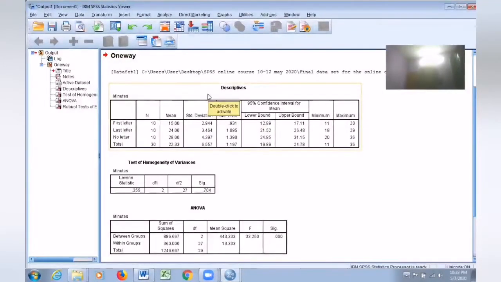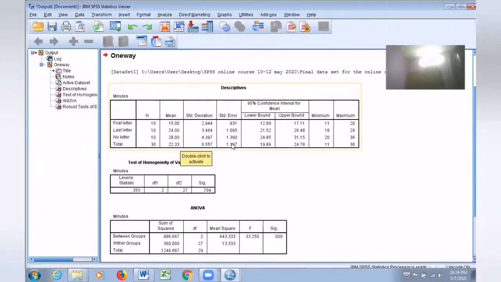Let us take a look at the first table, descriptives. First group, those who got the first letter, their mean time to complete the anagrams is 15 minutes. Those who got last letters, they took 24 minutes. Those who did not get any hint, they took 28 minutes to complete the anagram. So the mere observation of the means tells us that there is a difference between the participants, because there is a variation in their mean score. And as far as standard deviation is concerned, we can see that the spread is more in the case of respondents who did not get any hints.